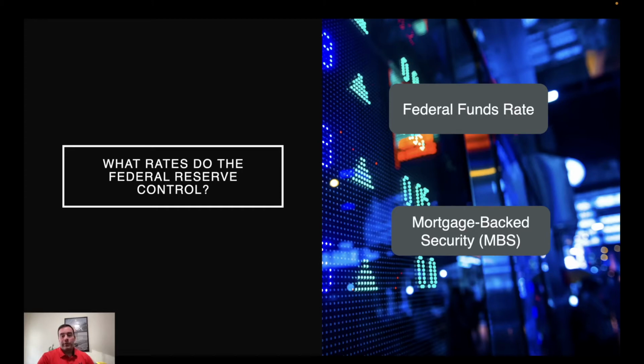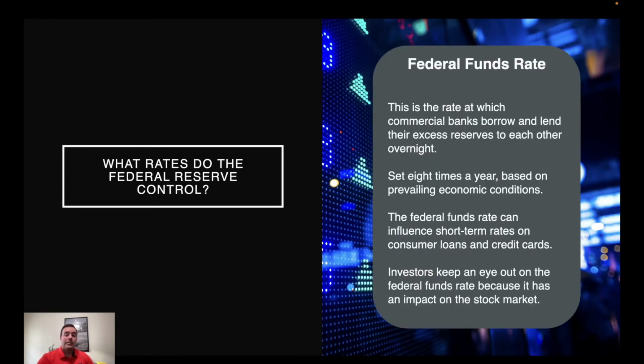The Federal Reserve's federal funds rate impacts HELOCs, credit cards, and short-term debts. Mortgage-backed securities impact long-term debts like 20- and 30-year mortgages, okay? So we'll dive deep into the first one, the federal funds rate. This is the rate at which banks lend each other money. The Federal Reserve is really the bank of banks.